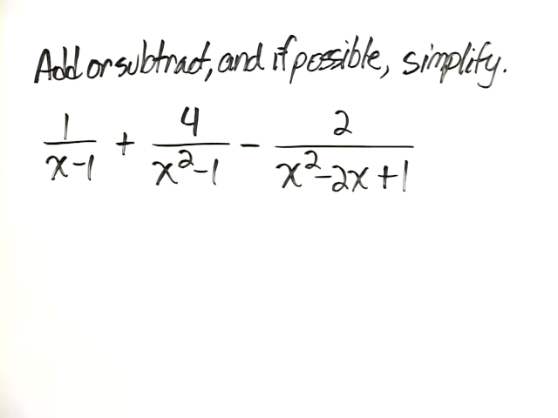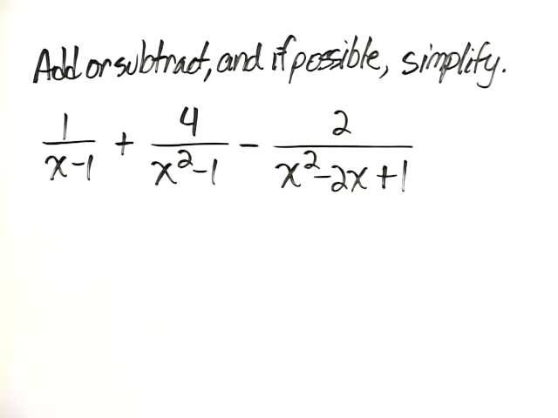Add or subtract, and, if possible, simplify. 1 over x minus 1 plus 4 over x squared minus 1 minus 2 over x squared minus 2x plus 1. In order to add and subtract, we have to have the same denominator.